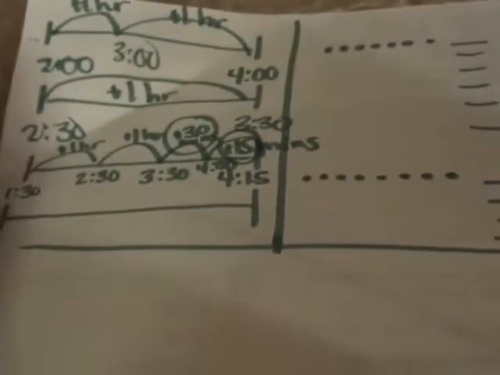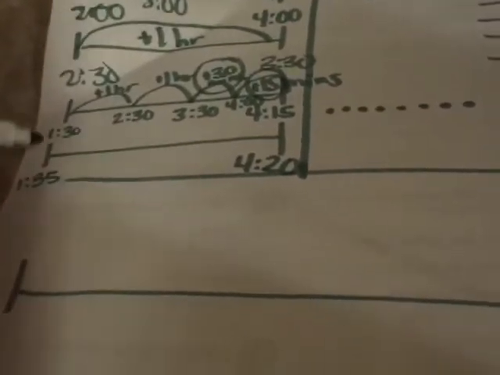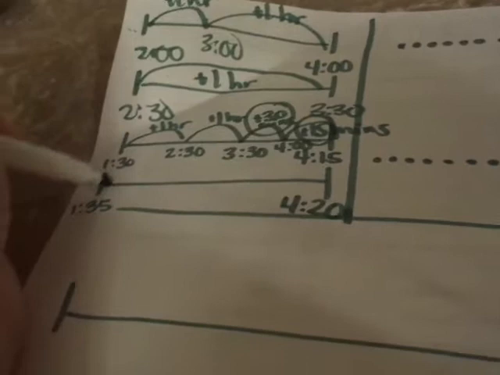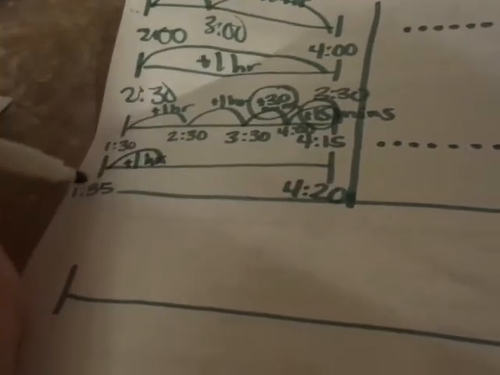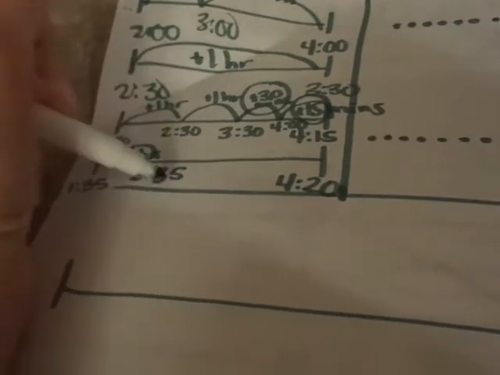So let's check. 1:35 to 4:20. Almost the same time, just like 5 minutes off maybe. Or maybe we're going to see what happens with the time. So let's jump an hour. 1:35 plus an hour is 2:35. Notice my minutes are staying the same.